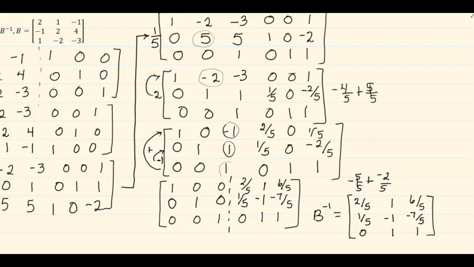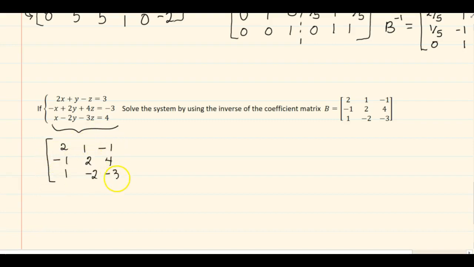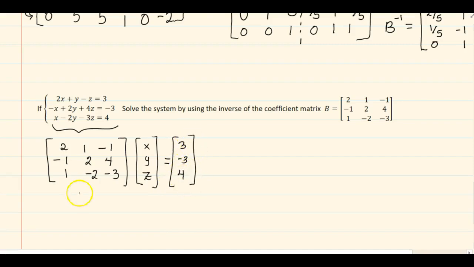So let's use this inverse matrix. If we're given a 3-equation system and we need to solve it by using inverse matrices, notice that we need to get our coefficient matrix B, and we also need B inverse. So remember, when we write this system, we're going to write it as matrix B, which is our coefficient matrix, and then we're going to have our variable matrix, which is X, Y, and Z, and then we'll have our answer column, which is 3, -3, and 4. So now this is matrix B.